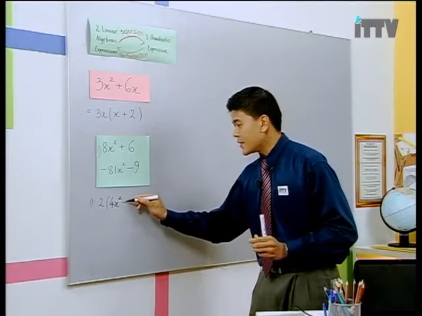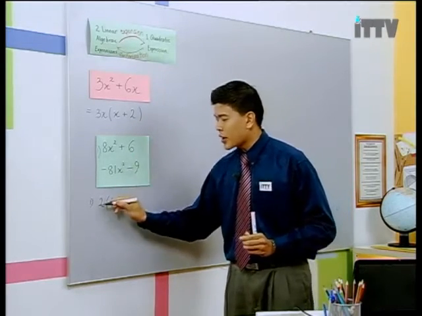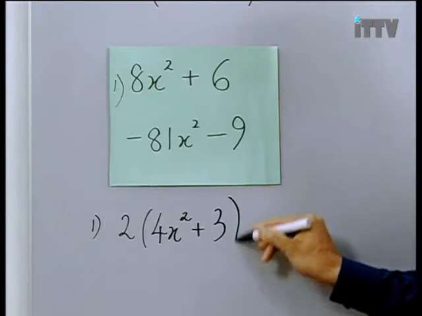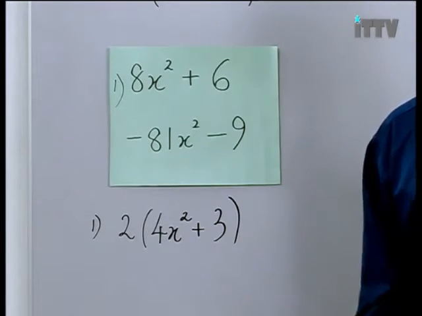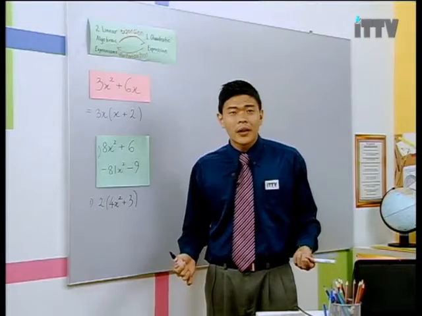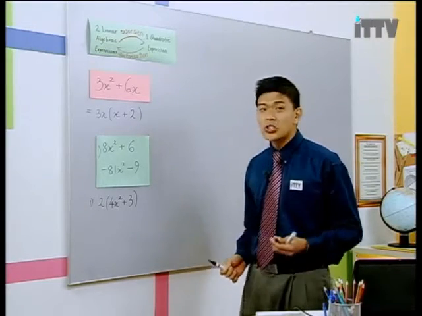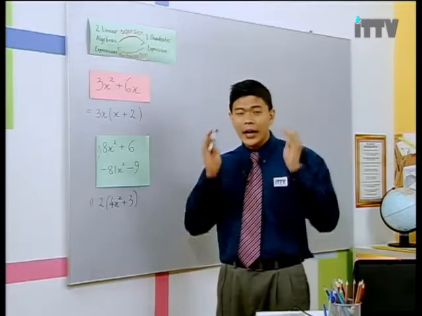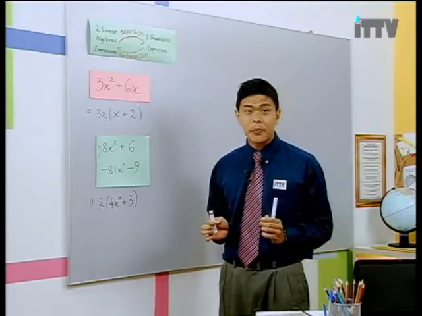And follow the sign, positive 6 divided by 2, positive 3. So this is the simplest form of factorization that it can go. Alright, look carefully. How do you check your answer? You check your answer by doing mentally the expanding process.